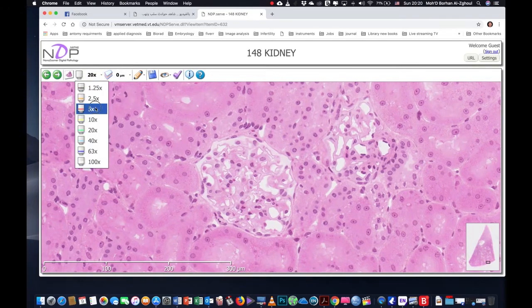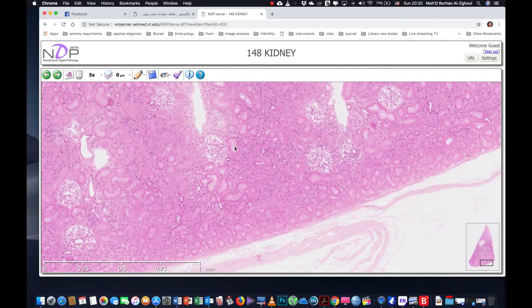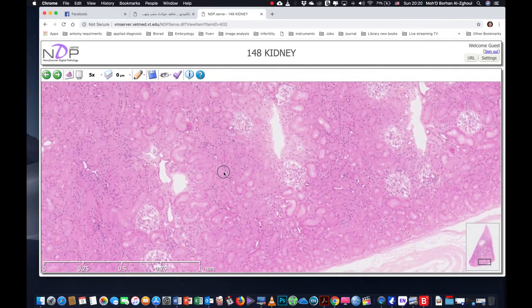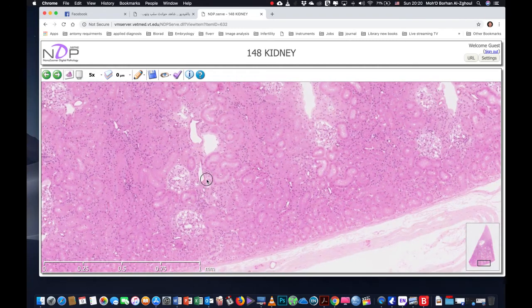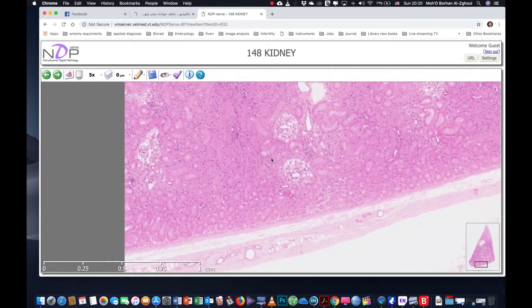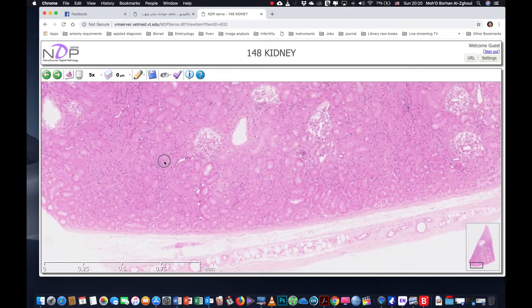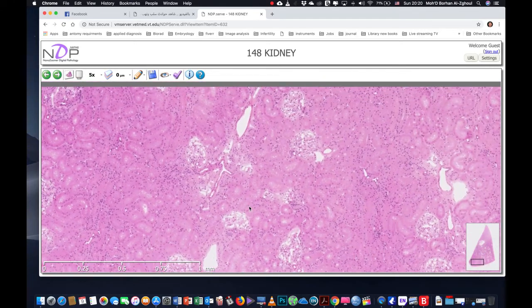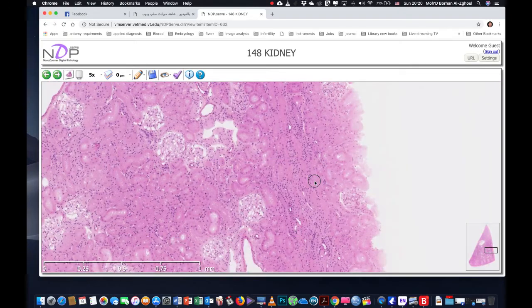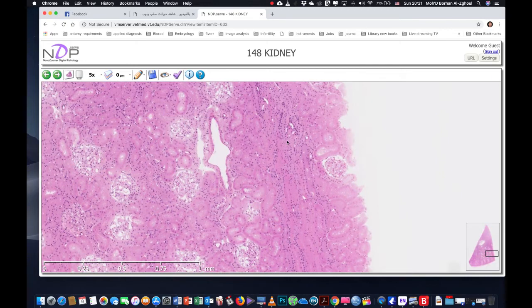Going to go back in magnification. You can see here these are the proximal. For example, this is the distal convoluted tubule, and these are the glomeruli. This is the area of the straight tubules. As I said, they are found mainly in the medullary rays.